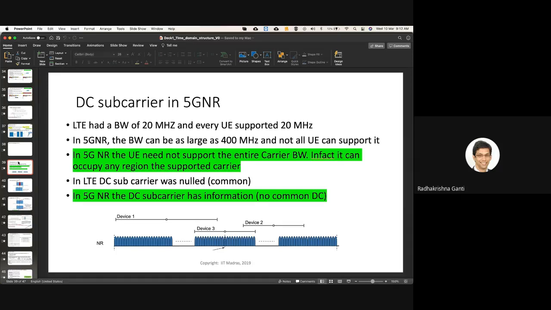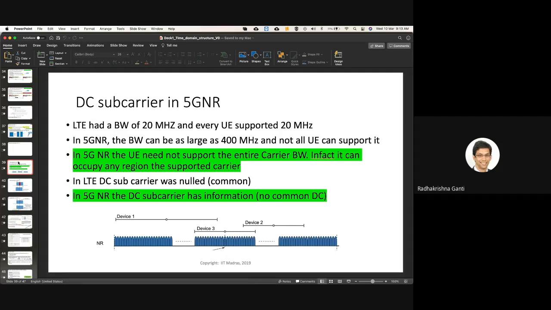LTE had 20 megahertz bandwidth, and every user used to support this 20 megahertz bandwidth. In that case, since it was the beginning of the technology, they said the DC subcarrier will not carry any information. They used to null down the DC subcarrier. For example, if you take this 3276 grid, they never used to transmit on the 1638 subcarrier. Essentially, they used to keep it 0. They never used to populate it with actual information in LTE.